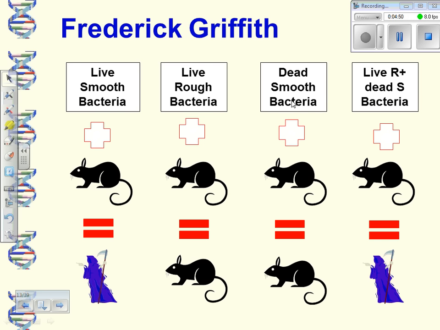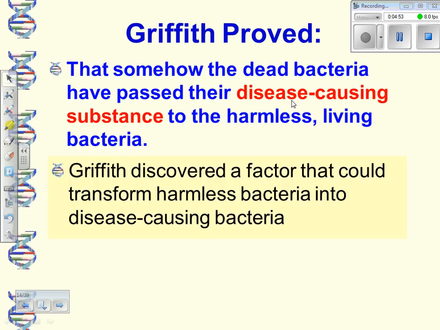So his famous experiment proved that somehow the dead bacteria passed their disease-causing substance to the harmless living bacteria. The main thing that came out was that Griffith discovered a factor that could transform harmless bacteria into disease-causing bacteria. So yes, there is a factor, and this experiment was called Griffith's transformation experiment.